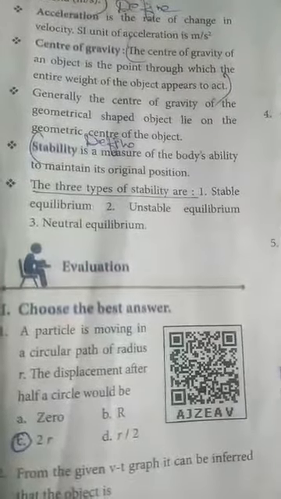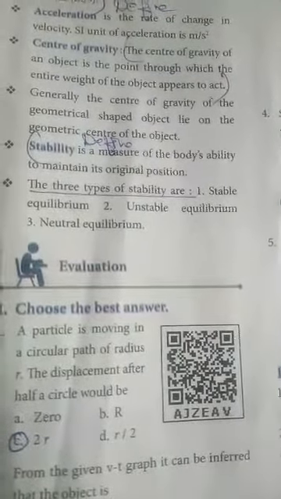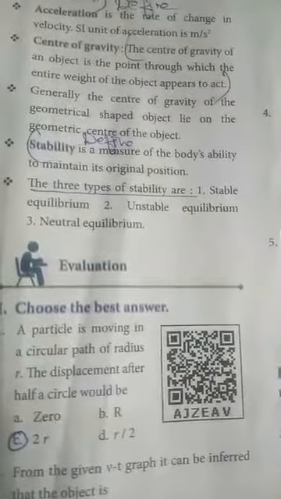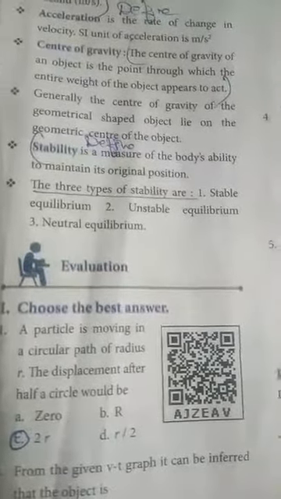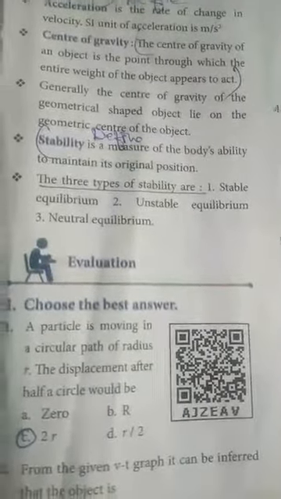The displacement after half a circle could be what? If the circular path has radius r, after half a circle it has moved another r. Initially it moves a distance r, and again it moves a distance r. So in total, the answer is 2r. Okay, answer is C, 2r.